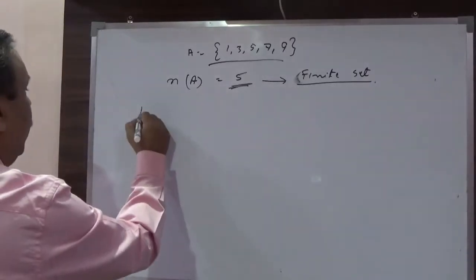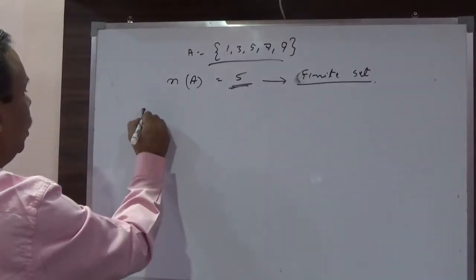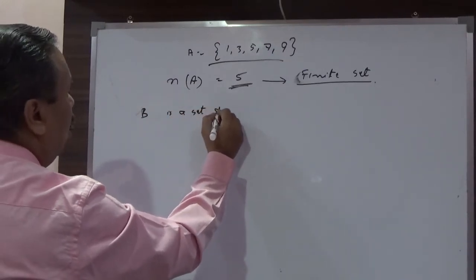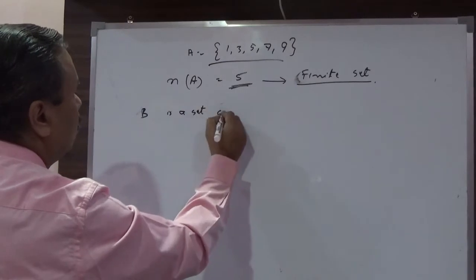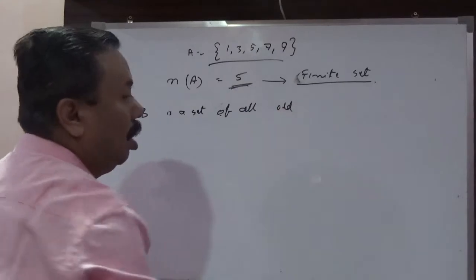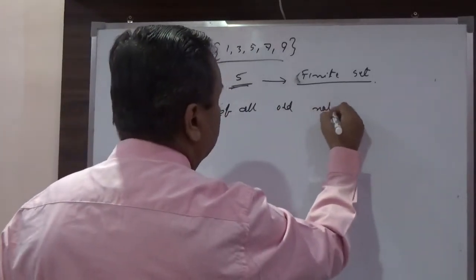But if I take another set B, which is a set of all odd natural numbers.